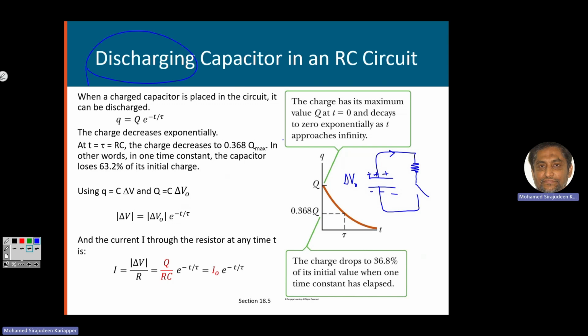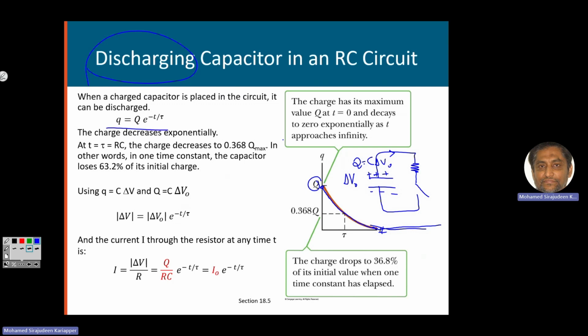So at the beginning there will be a certain charge given by C delta V0. Then the charge will become less and less with time, and theoretically it will come to zero charge only at infinity, but again the same thing, if you wait for 10 times the time constant, it will become almost zero. But here it's the same time constant. The time constant will be R times C.